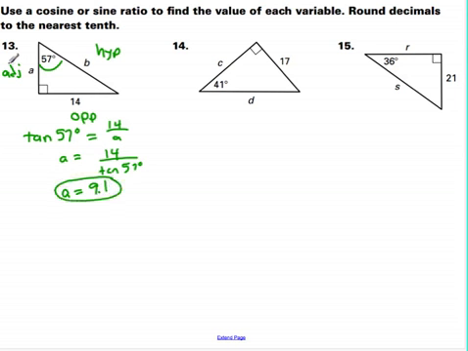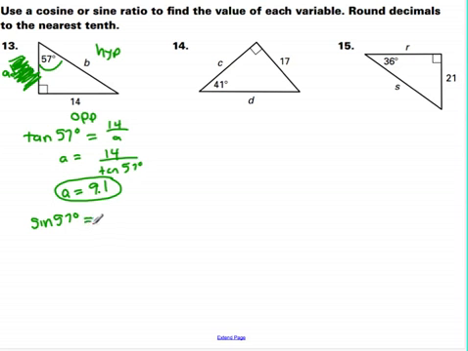At that point, I ignore A, and I focus primarily on B. With B, I now have the opposite and the hypotenuse, so I have to figure out which function I have. I use the sine function. Because I have opposite and hypotenuse, I would use sine because that's SOH.